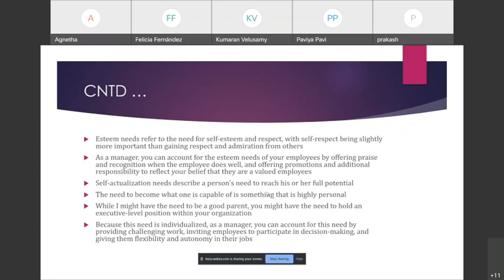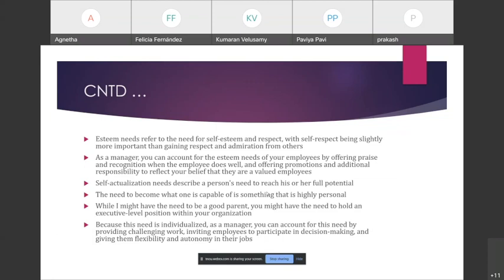Then esteem needs, self-esteem. This is your respect, admiration from others, praise from others, appreciation from others. All this will come under your self-esteem needs.